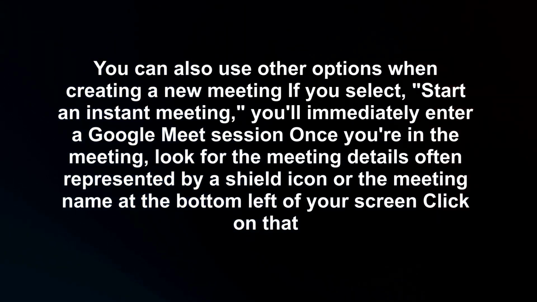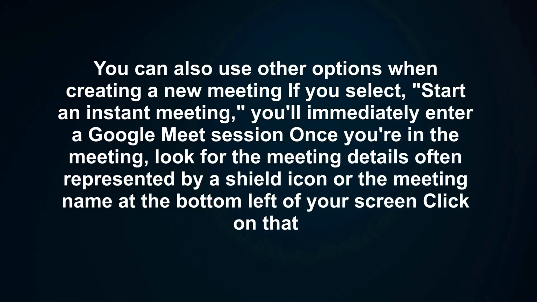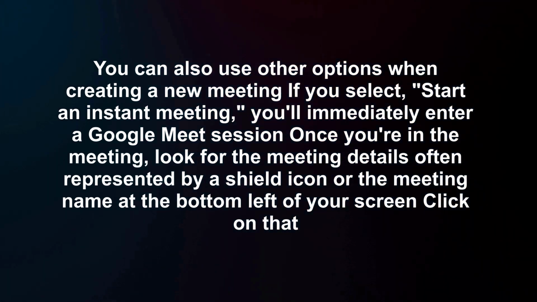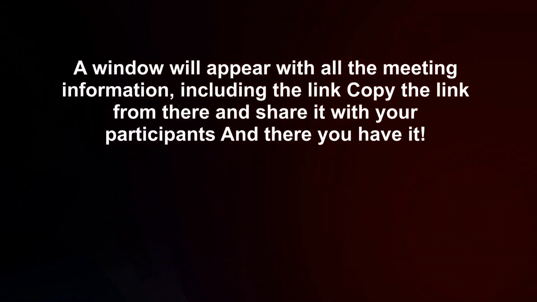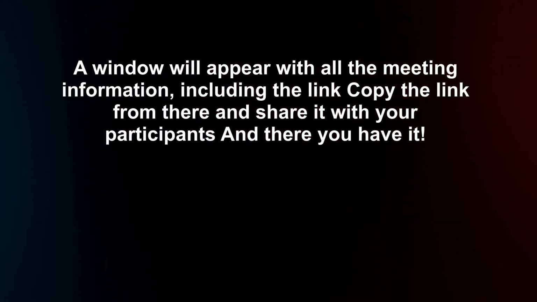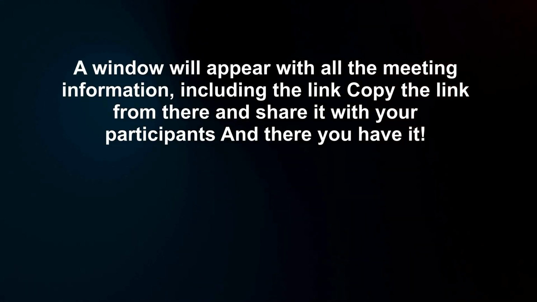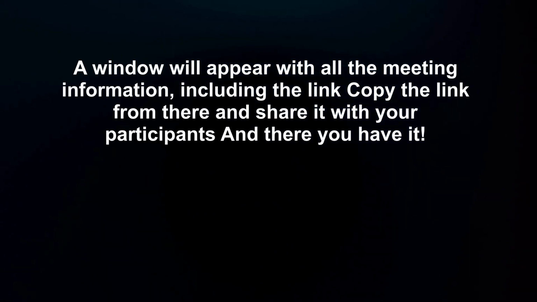Once you're in the meeting, look for the meeting details, often represented by a shield icon, or the meeting name at the bottom left of your screen. Click on that. A window will appear with all the meeting information, including the link. Copy the link from there and share it with your participants, and there you have it.